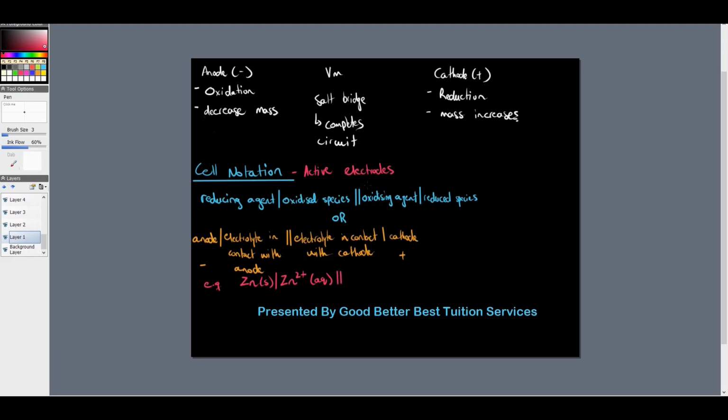This is the salt bridge, this double line over here. This is the cell notation for the salt bridge. Then the oxidizing agent, which is the substance that's going to get reduced. That will be Cu2+, in aqueous solution. What is it reduced to? It's the gain of electrons. It becomes Cu, solid. Over here we have the negative side, so we put the negative either at the bottom or on top, and you have the positive side at the bottom or on top. This is for your active electrodes.